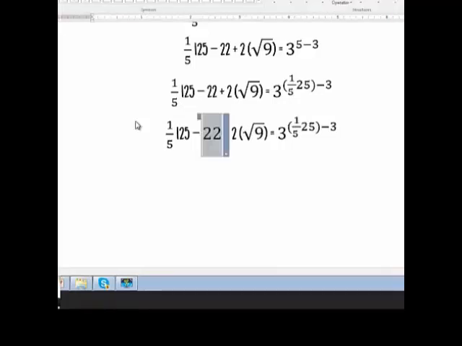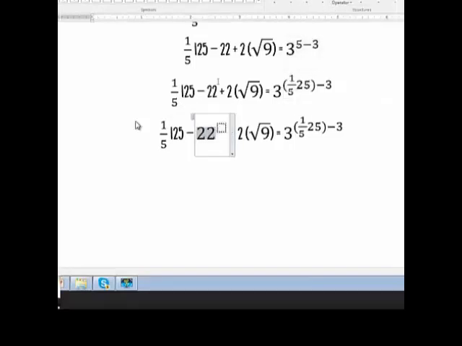You are a big girl. You are allowed to do whatever you want. So 10 squared minus... Now the question is, how are you going to get back down to 22?